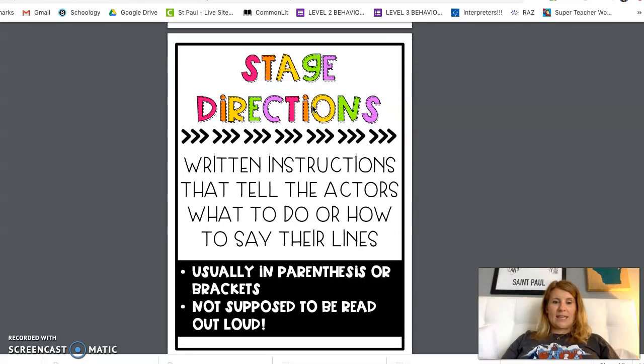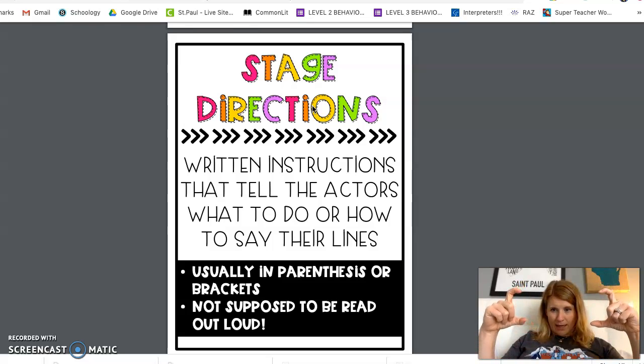Okay, this one is called stage directions. Stage directions are written instructions that tell the people in the play, the actors, what to do or how to say their lines. You will notice that stage directions are usually in brackets. They kind of look like parentheses. They're not supposed to be read out loud.